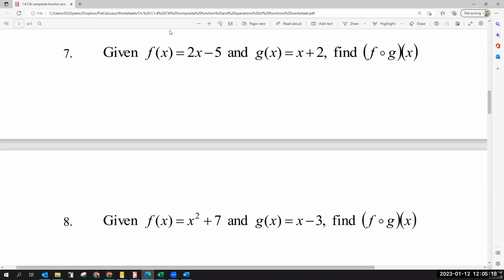All right, so since you've already seen me lead lots of these, would anybody like to volunteer to do number 7 on the board? You do number 7? Okay.